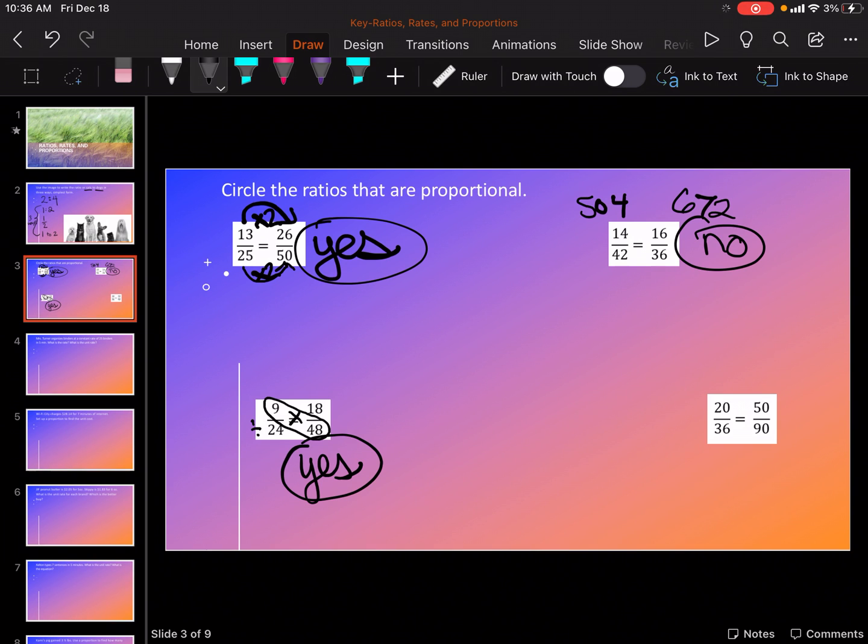So for this one, I'm going to cross multiply divide. So I'm going to do 20. And again, you could go either direction. Times 90. 20 times 90 divided by 36 gives me 50. So yes, this is proportional.